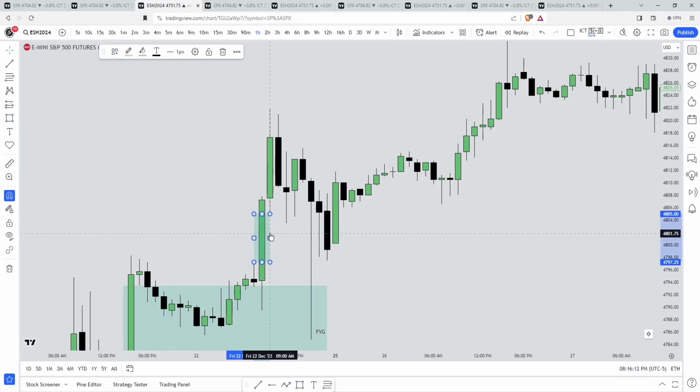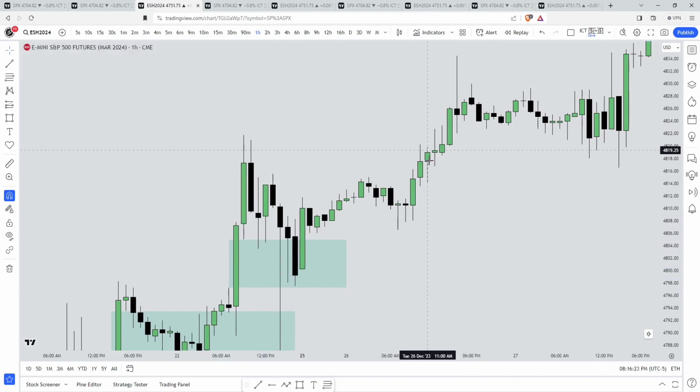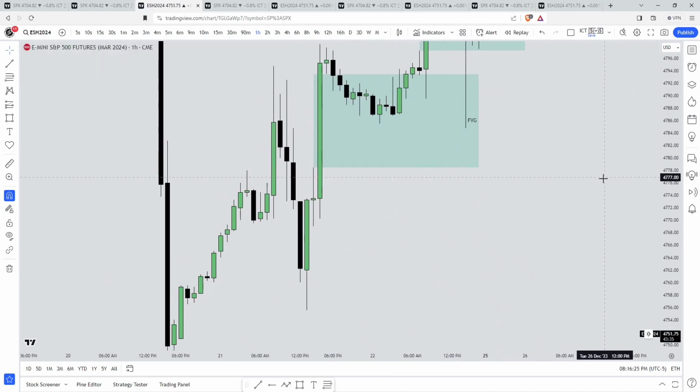Here in this one, it completely wicked down. This was at 2 p.m. Wicked straight down, but the bodies did stay within that bullish fair value gap. That is a bullish sign. Price started to trade higher. These are some examples of bullish fair value gaps.